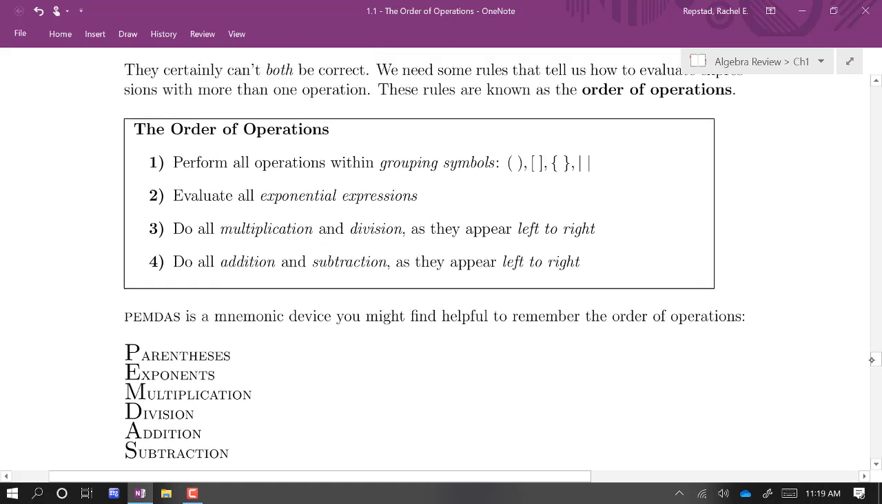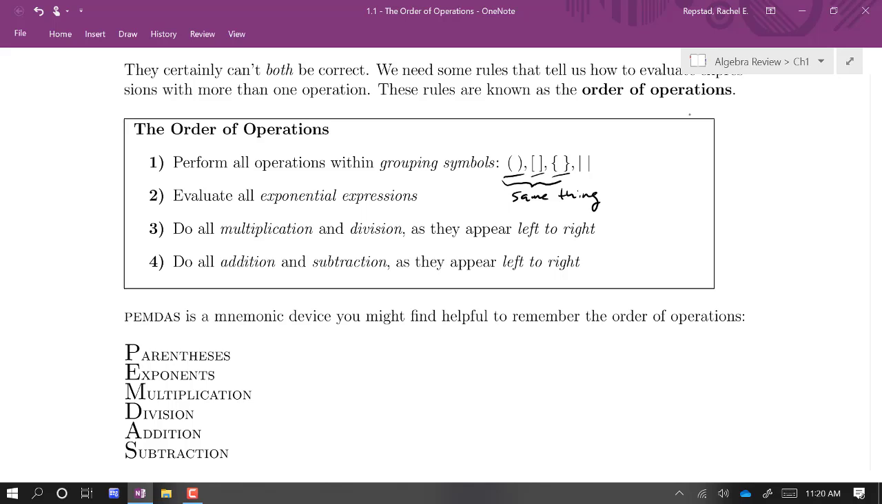First of all, anything that's in grouping symbols comes first. Grouping symbols could be parentheses, brackets, or curly braces. These all mean the same thing. They're just grouping. The last one is a set of absolute values, and absolute values carry with them the additional interpretation that once you're done evaluating what's inside, you make it positive. But it still is a set of grouping symbols. So if there's grouping symbols, we look there first and take care of what's inside.